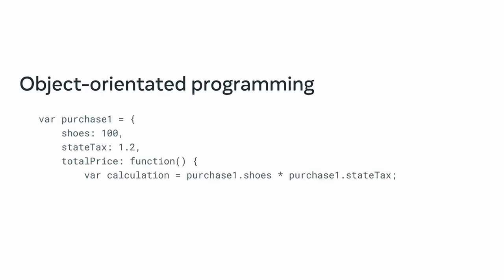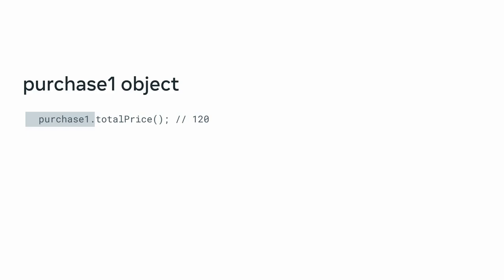With the OOP approach, you create an object and store all data related to that object, including variables, functions, and output statements. For example, you create an object named purchase1. You may recall that functions inside objects are known as methods. Now that the purchase1 object is created, you access the total price method on the purchase1 object using the dot notation. Then you invoke the total price method, which works with data inside the purchase1 object and returns the result of 120.